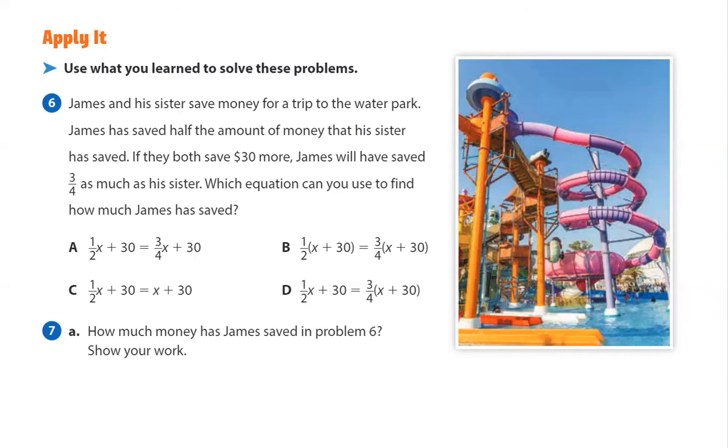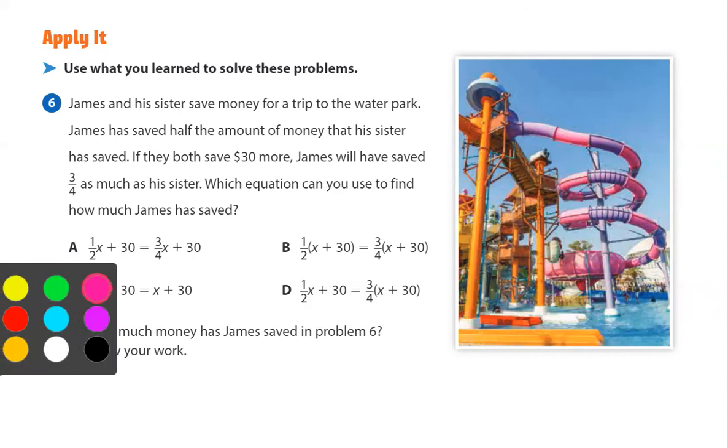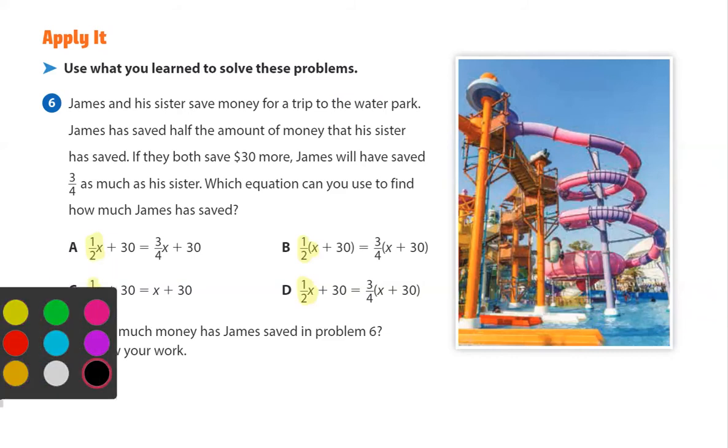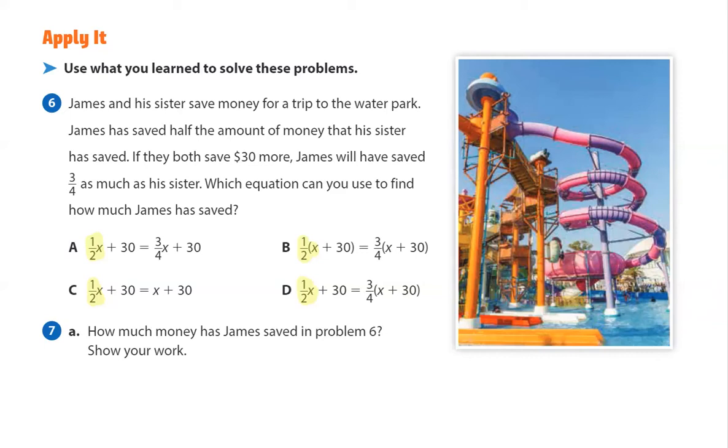Okay, so all of those equations have this element though. So 1/2 of what his sister saved. Does that work? Okay, so we got that part. This one, I think we can eliminate b though, because 1/2 of x plus 30, no, it's 1/2 of x. So no, not b. That one's eliminated.